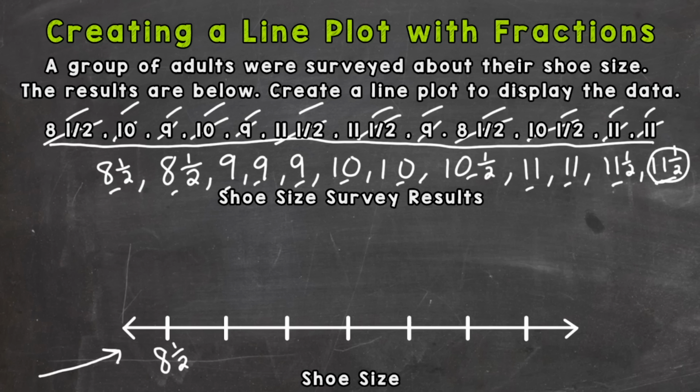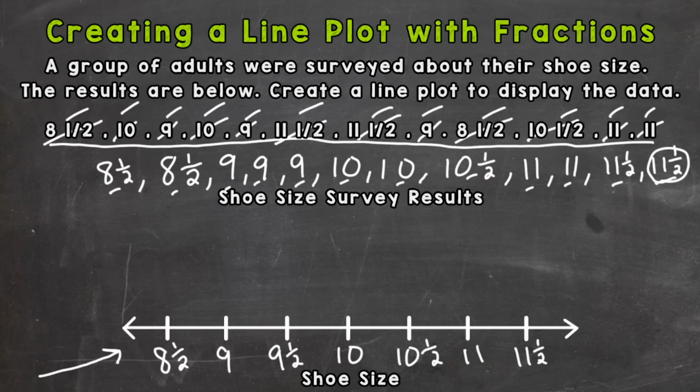So 8.5, and it looks like everything's halves. We don't have any fourths or eighths or anything like that, so we can count up by halves. So 8.5, 9, 9.5, 10, 10.5, 11, and we go up to 11.5. So for this number line, for example, there's no need to go up to 20. You just need to make sure you include the data, the numbers that are in your data. So now we are ready to create our line plot.